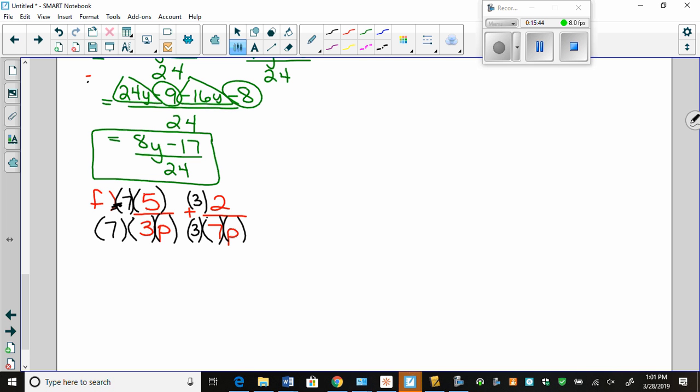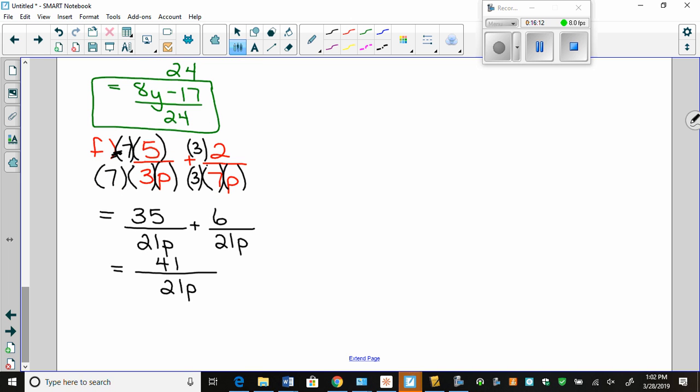When you're done multiplying, you should have the same common denominators. If you don't, you messed up. Try again. Okay? So on the top, I'm going to get 35 over 21p plus 6 over 21p. And so they're completely over 21. And then 35 plus 6 is 41. Now this time is the only time I've had to do this. What do I have to do? P cannot equal 0.